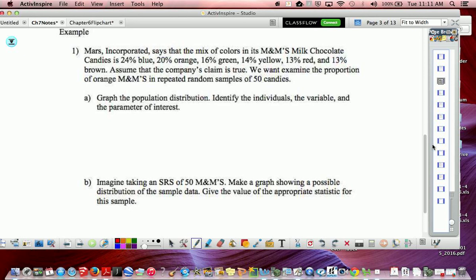Okay. So now, we want to examine the proportion of orange M&Ms in repeated samples of 50 candies. So here it says, graph the population distribution. All right, so this is going to be our population distribution.